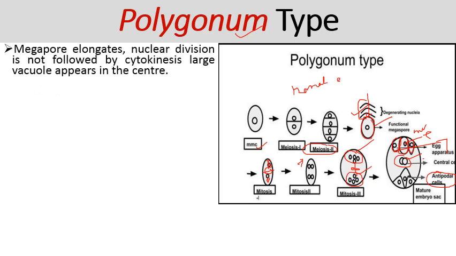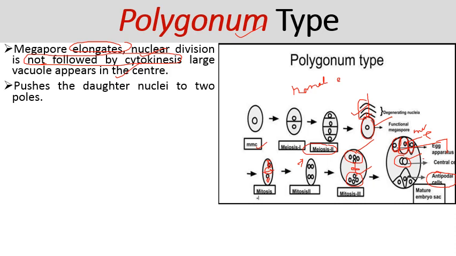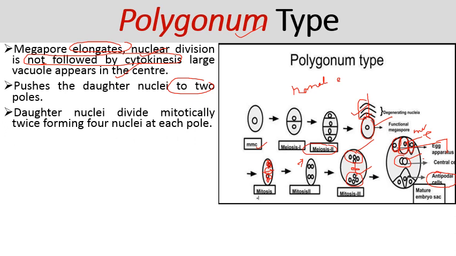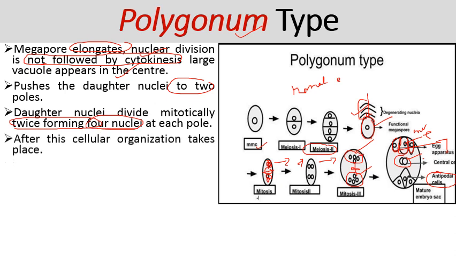So here this functional megaspore elongates and nuclear division is not followed immediately by cytokinesis. So जो nuclear division है immediately cytokinesis नहीं होता है इसमें, and a large vacuole appears in the center. Due to the appearance of this vacuole, it pushes the daughter nuclei to 2 poles. जो ये 2 nuclei बने हैं ये दोनों opposite poles की तरफ push होते हैं due to appearance of this vacuole. Then daughter nuclei divide mitotically twice. जो daughter nuclei दोनों opposite pole की तरफ move किए हैं, ये 2 बार mitotic division show करेंगे, resulting in formation of 4 nuclei at each pole. तो 4 nuclei एक pole में बनते हैं.